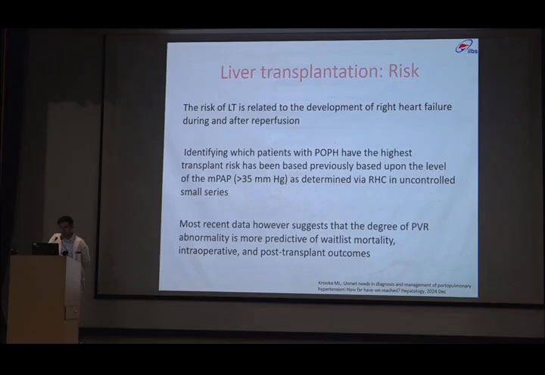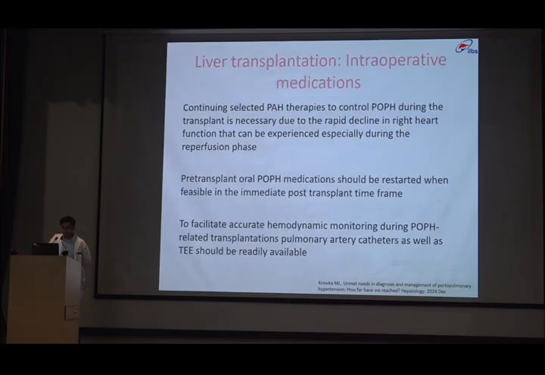The risk of LT is related to the development of right heart failure during and after reperfusion. Identifying which patients with POPH have the highest transplant risk was previously based on a mean pulmonary artery pressure more than 35 mmHg as determined via RHC. Most recent data, however, suggest that it is the degree of pulmonary vascular resistance which is more predictive of waitlist mortality, intraoperative and post-transplant outcomes than mean PAP.